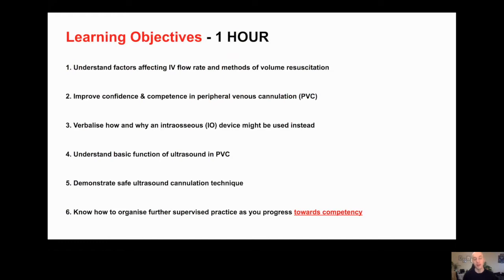I want to be clear that at the end of this, you should know all of these things, and it should arm you to go forward and practice ultrasound cannulation in a supervised manner. I'm not expecting you to come out of this presentation and the workshops that we're arranging at Darent Valley being competent to do it on your own.